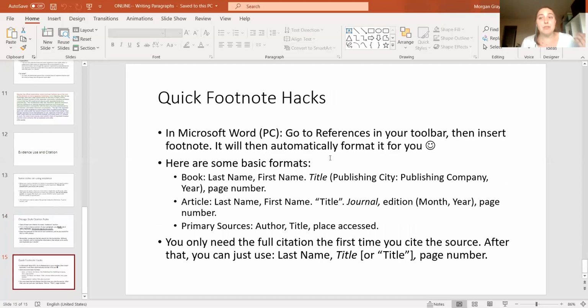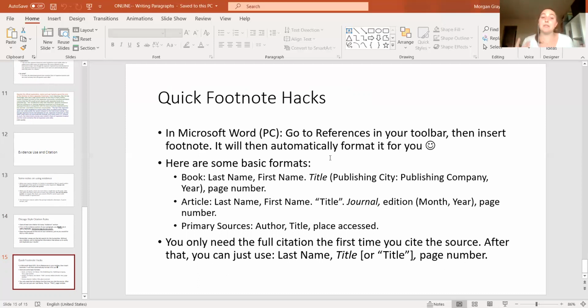A lot of students ask me, how do I do this? If you are using Microsoft Word on a PC, go to references in your toolbar up on the top, insert footnote. It will then automatically format it for you. Don't try to tinker with it. Just insert footnote, type what you need, and move on.